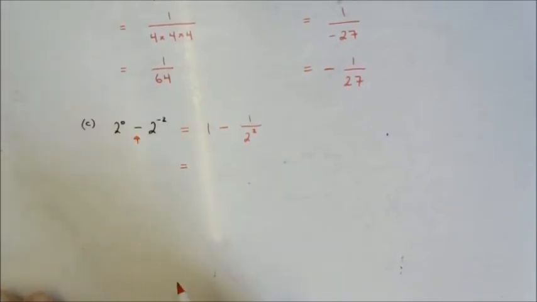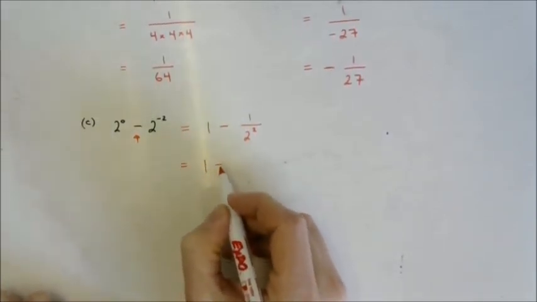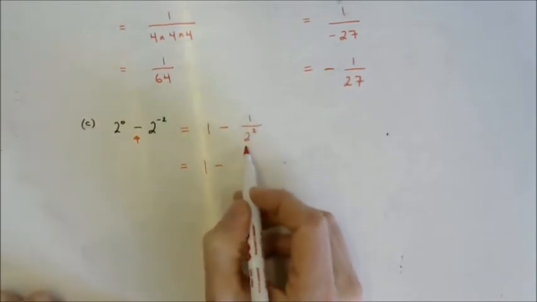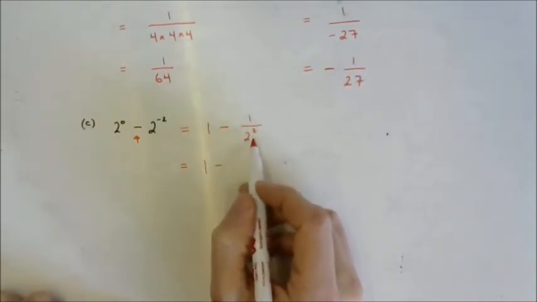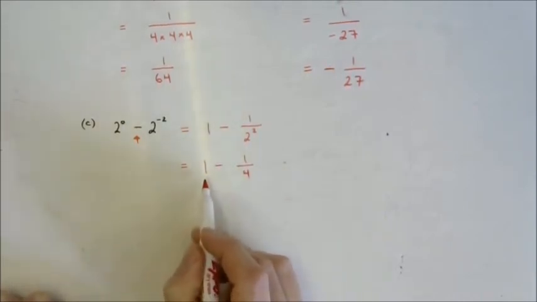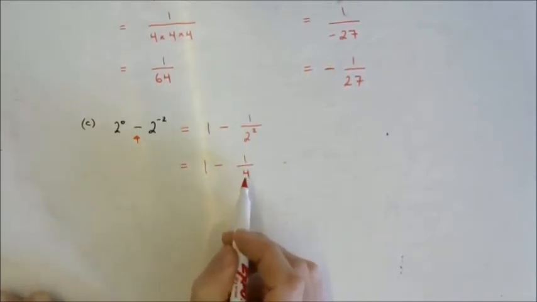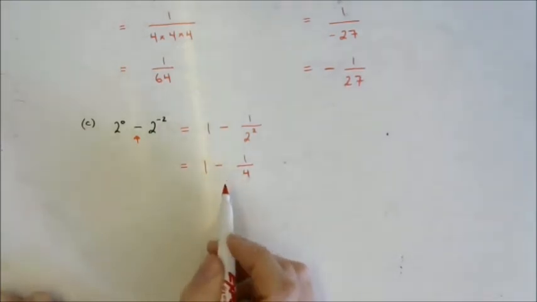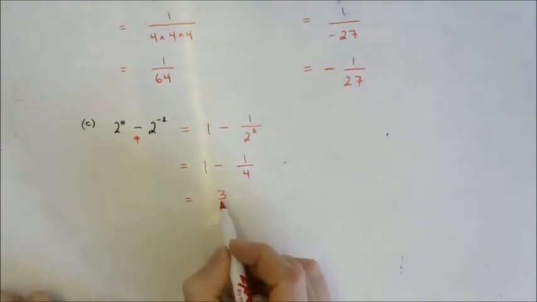Now I can simplify my pieces. I've got 1 minus 1 over, what's 2 to the power of 2? 4, so that's just 1 over 4. So I have 1 whole minus 1 quarter. If you have a whole pie and you eat a quarter of it, how much do you have left? 3 quarters.